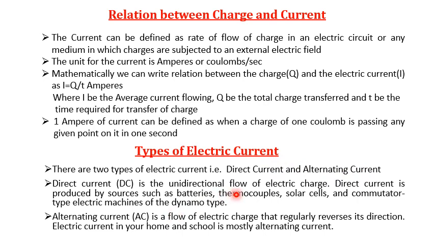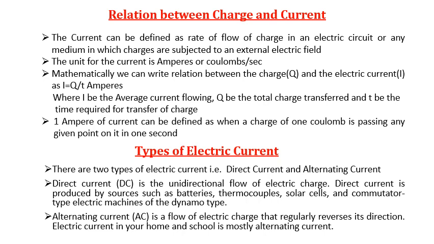Direct current is the unidirectional flow of electric charge. Direct current is produced by sources such as batteries, thermocouples, solar cells, and commutator type electric machines of the dynamo type. Alternating current is a flow of electric charge that regularly reverses its direction. Electric current in your home and school is mostly alternating current. Basically there are two types of electric current: one is direct current, another is alternating current. Direct current is an unidirectional flow of electric charge. That means electric charge flows in a particular direction, only a single direction.